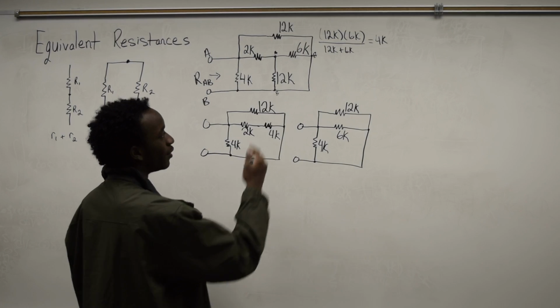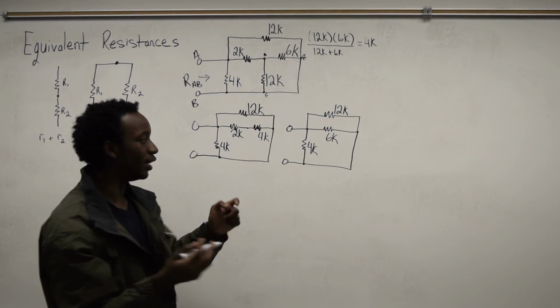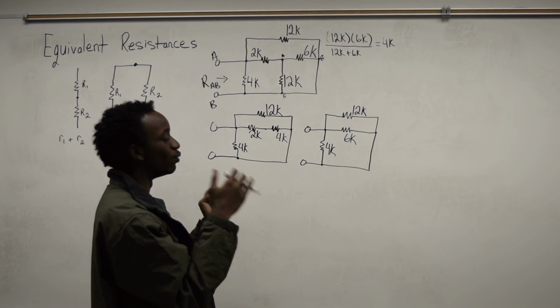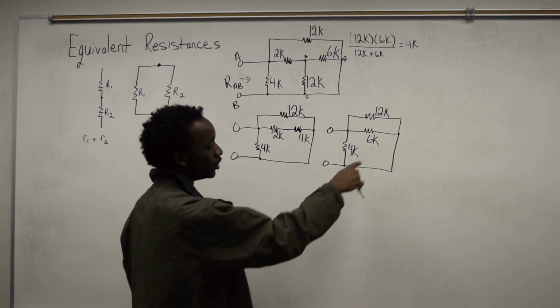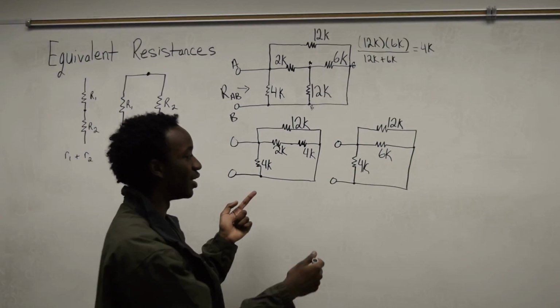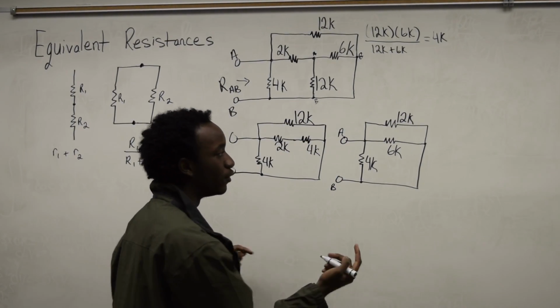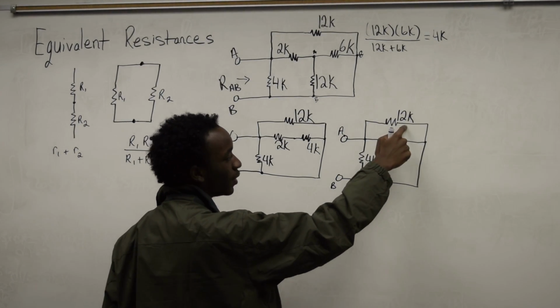Now remember, we are working from the outside in. So it really doesn't make sense for us to do the 6 and the 4K since we're trying to find the equivalent resistance across terminals A and B. So it's best for us to do the 6 and the 12K.